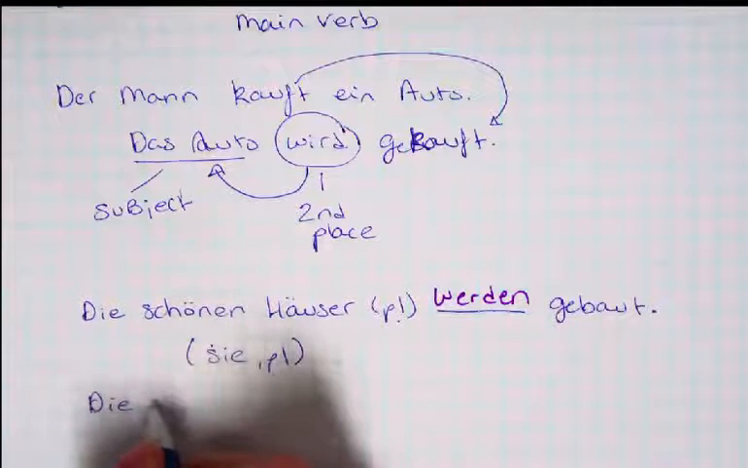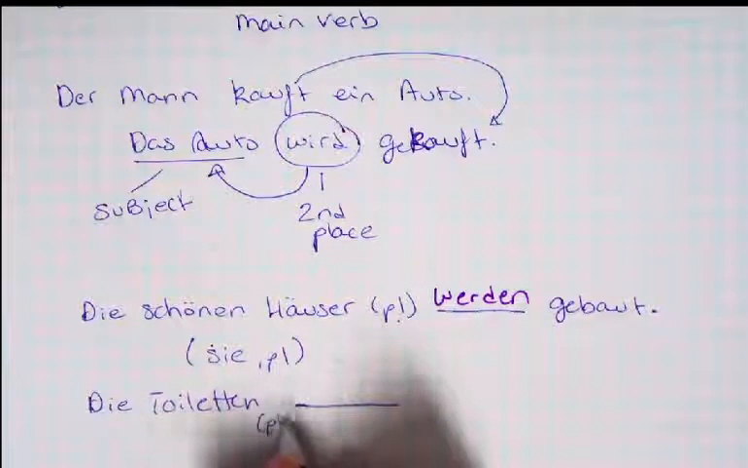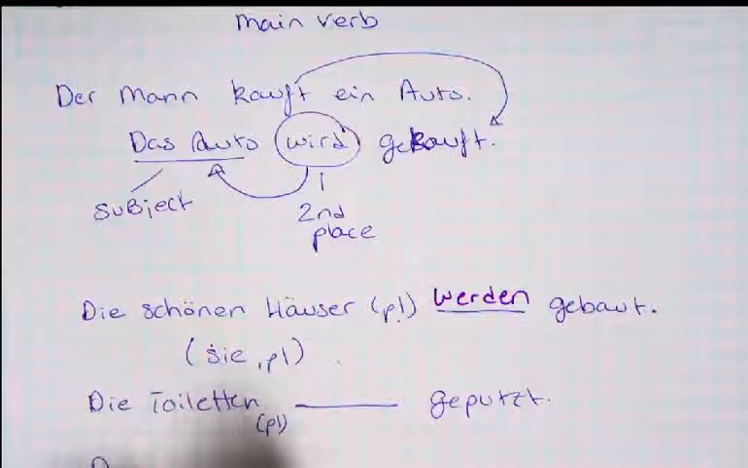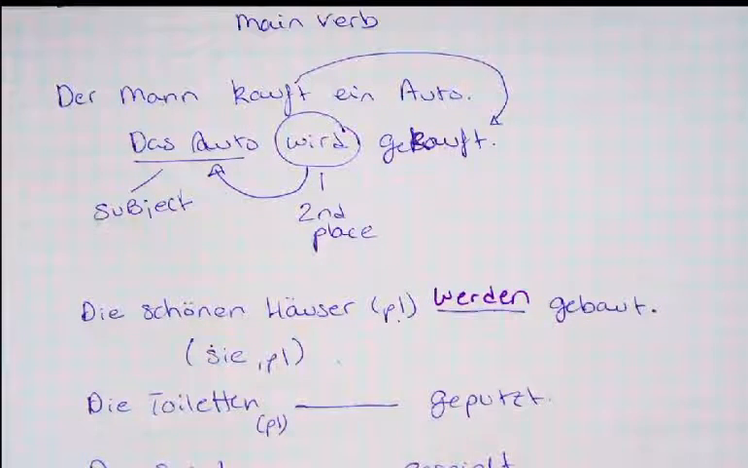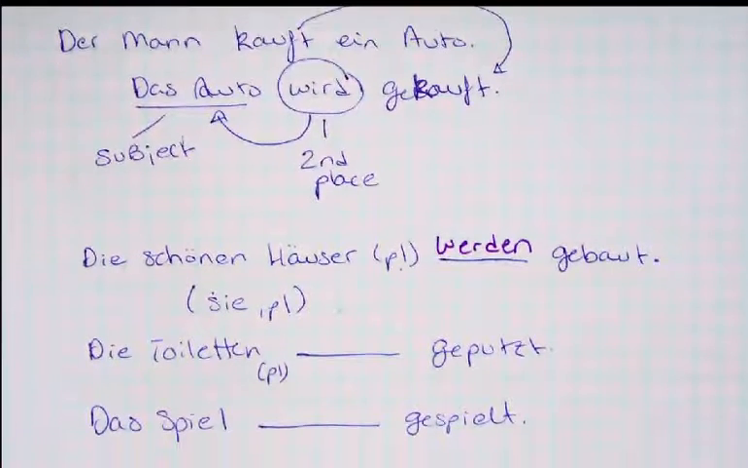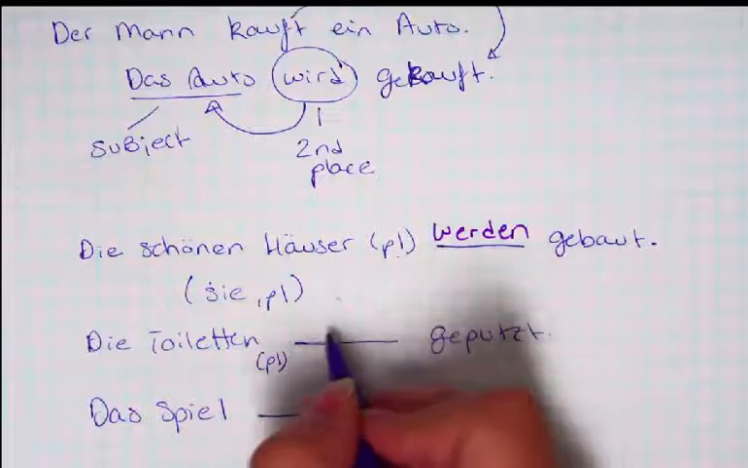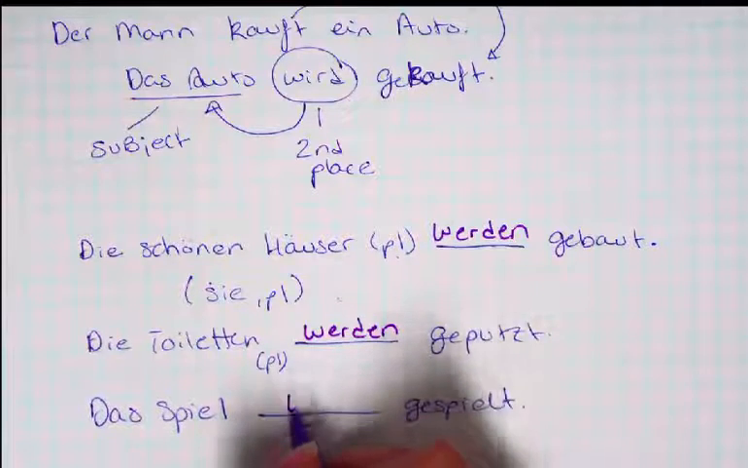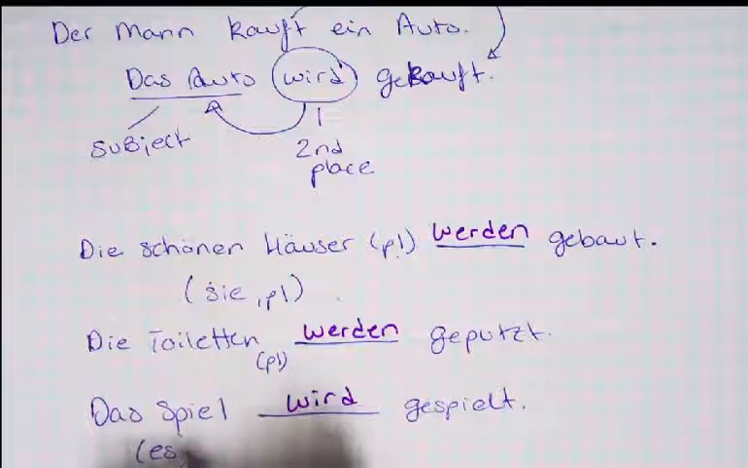Die Toiletten, plural, geputzt. And das Spiel gespielt. So for these two, what do you guys think the helper verb needs to be? So again, we have werden plural, good. And we have wird, because that is third person singular. So you would replace it with the pronoun es.